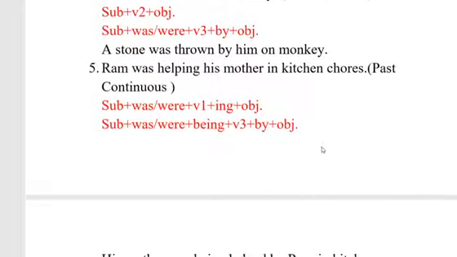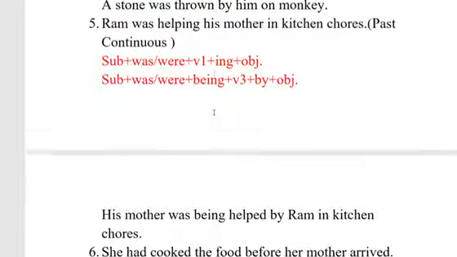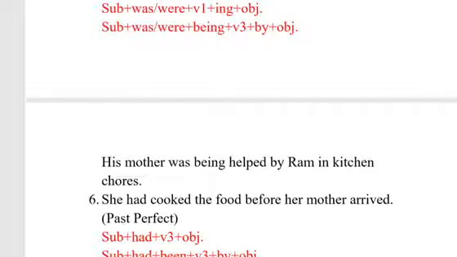Now we will move to the next one, and that is of past continuous. Here again the continuous form is used, and in the passive form being is very important to be added with the sentence. Sentence is Ram was helping his mother in kitchen chores. Ram is the subject, his mother is the object. Okay? And the rest of the material is an added information with the sentence. So his mother was being helped by Ram in kitchen chores.